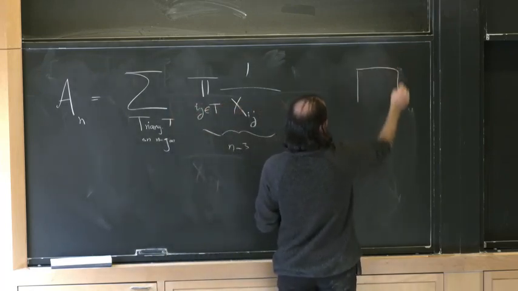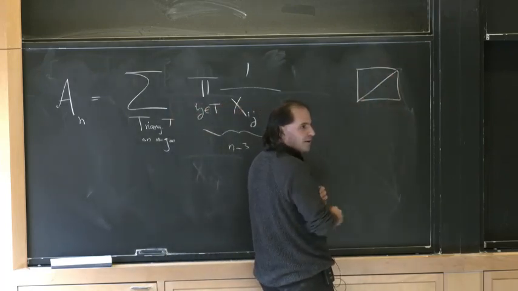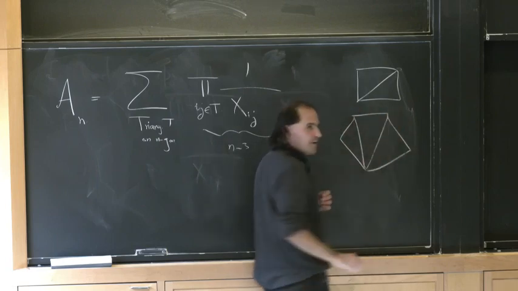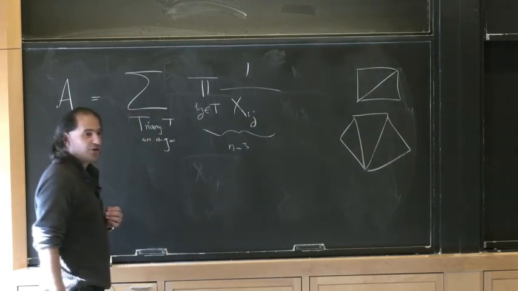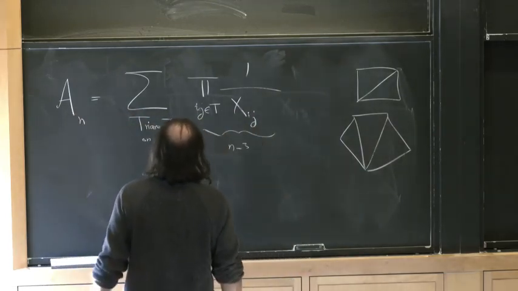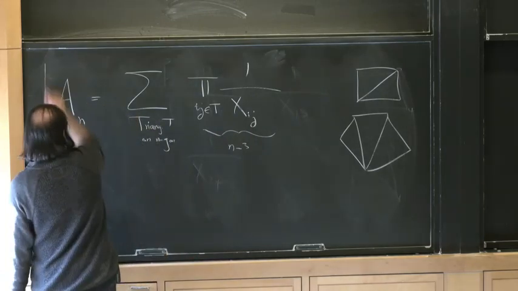So is that clear? When n equals 4, we just had 1. When n equals 5, we had 2. So in general, there are n minus 3 propagators. There are n minus 3 factors. So that's the answer.